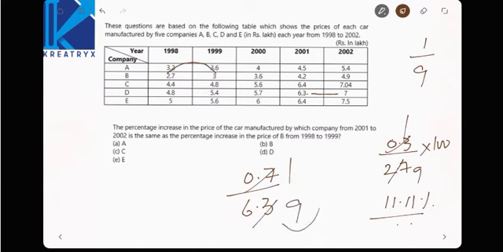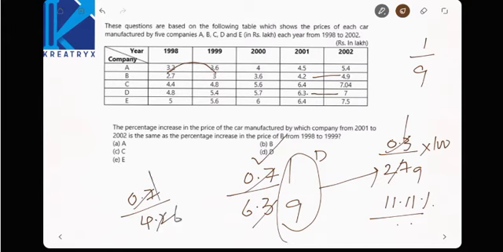So see here, D value will be equal to this. So answer will be D. Now observe the remaining things also. For B, what is the change here? 4.2 to 4.9 is nothing but how much? 0.7 by 4.2, that is nothing but 1 by 6, which is not equal to the B in 98 to 99.